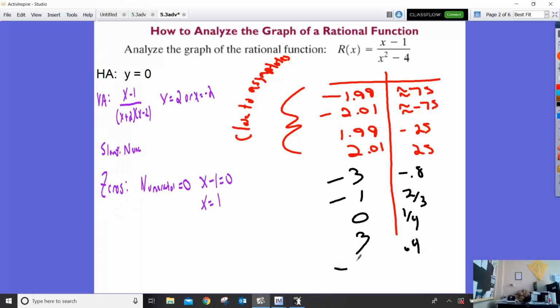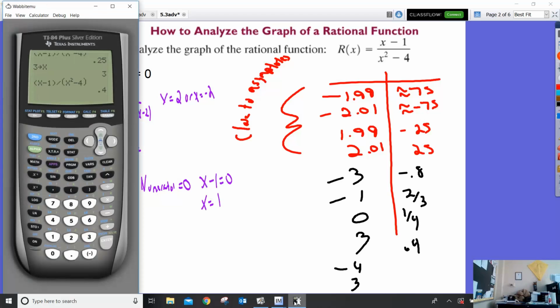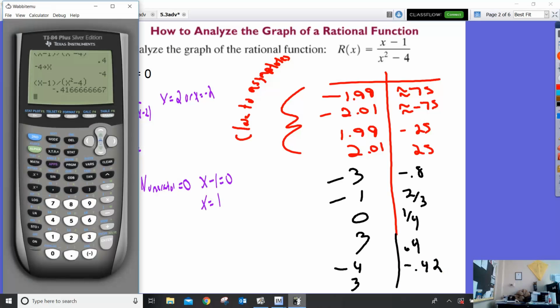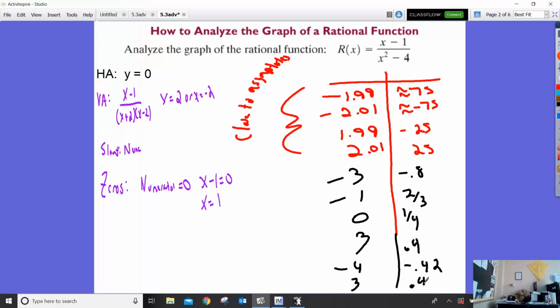And I'm also going to do -3 and 4 just so you can kind of see what's happening. Was -0.41. Why did I do 3 twice?